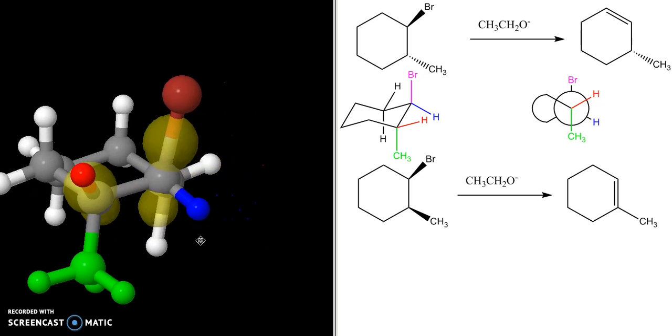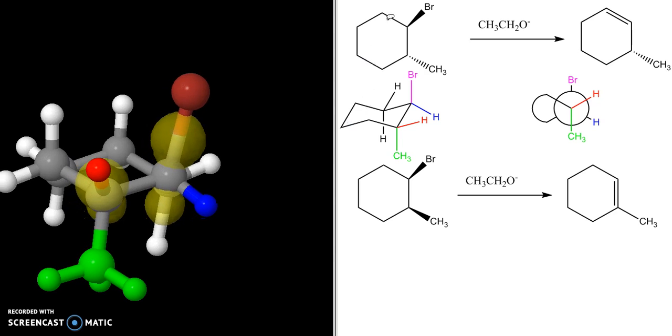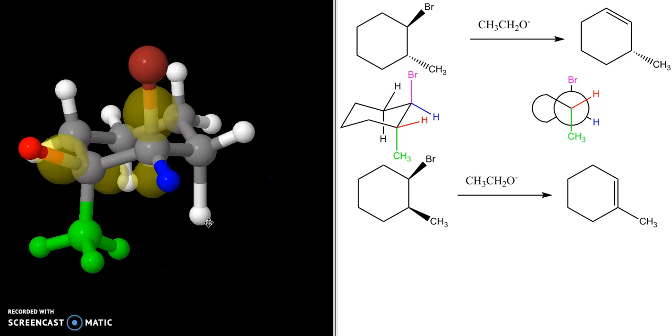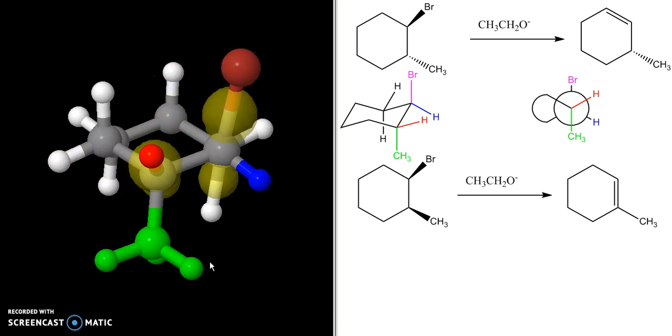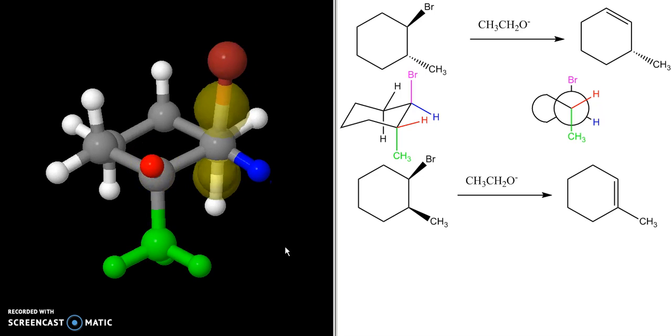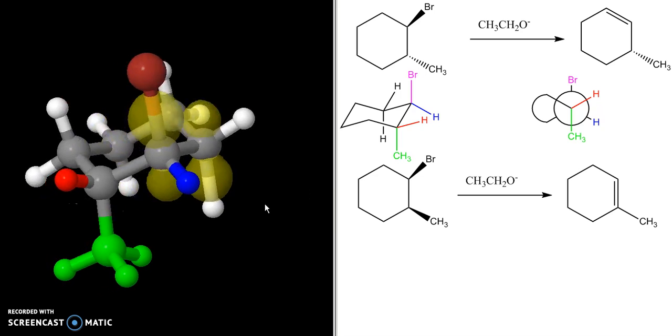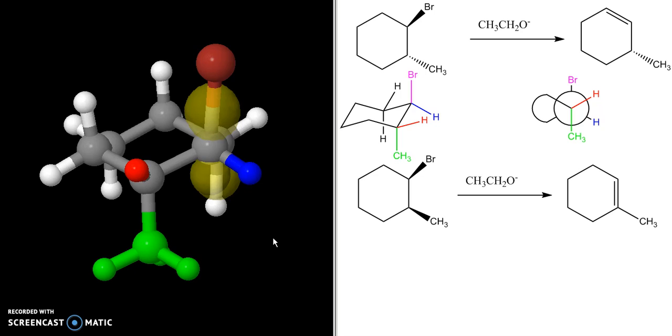On the other hand, if I look at removing one of the hydrogens from this less substituted position to form the less substituted double bond, what you'll notice is the bromine, my leaving group, and one of the two hydrogens are anti-periplanar to one another. And if we look at the transition state for that reaction, it looks something like this. And you can see the two p orbitals that start forming are parallel to one another. They do overlap side by side very well.